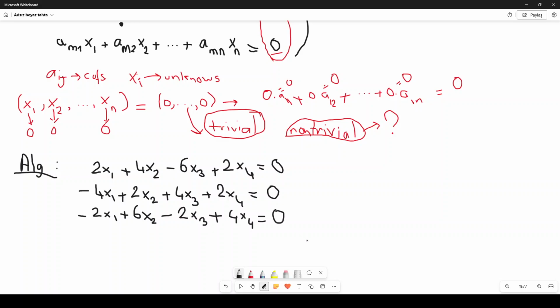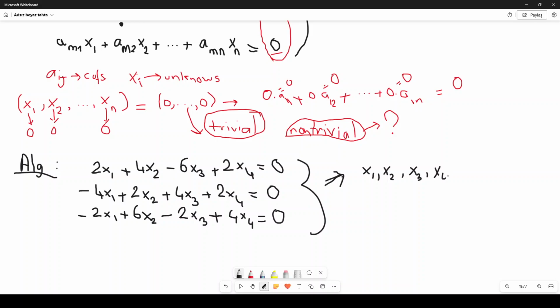Now suppose we are given a 3 by 4 homogeneous system where 3 represents the number of equations and 4 is the number of unknown variables, and we are asked to find the solution set to this given homogeneous system. In other words, what we are trying to find is the 4-tuple of x1, x2, x3 and x4.